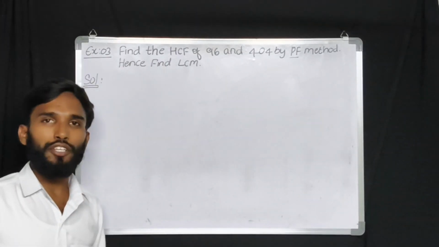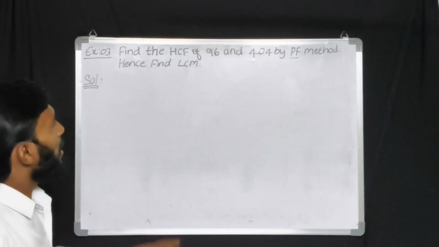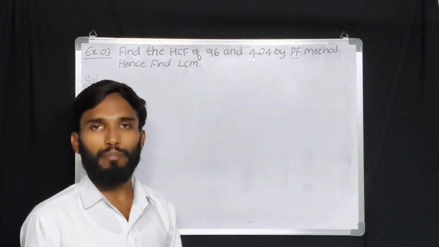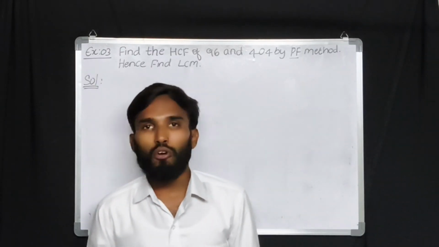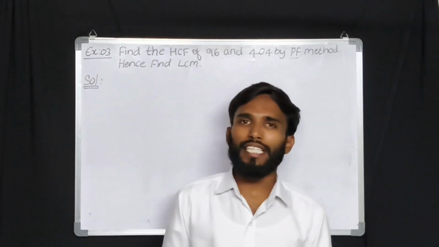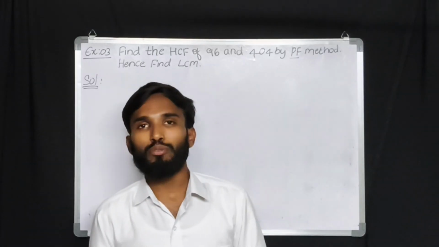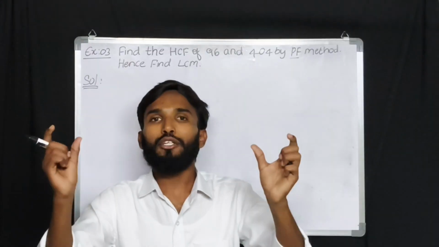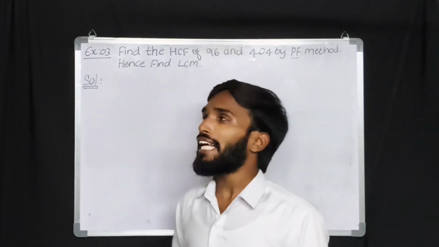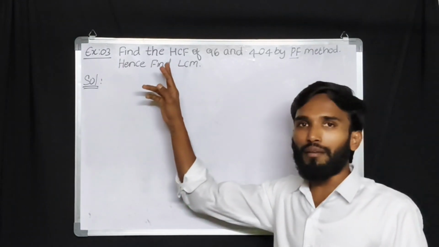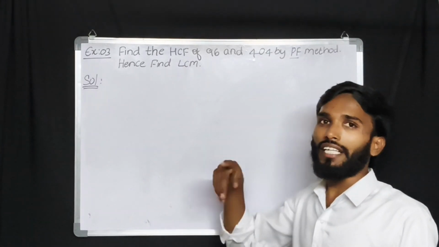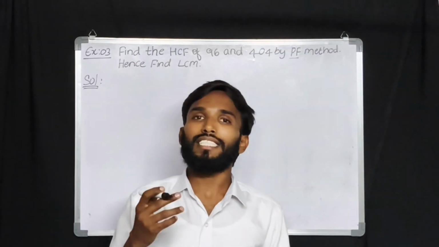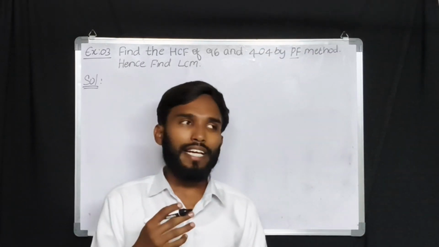Here is the next example for you, example 3. Find the HCF of 96 and 404 by the prime factorization method. Then find the LCM of the given numbers. This example is a little bit different from the last example. In the last example they asked us to find the LCM and the HCF using the prime factorization method. But here they are asking first to find the HCF of the given numbers using prime factorization. Then find the LCM by using a small formula which we discussed in the fundamental theorem of arithmetic. Let us see what that is.